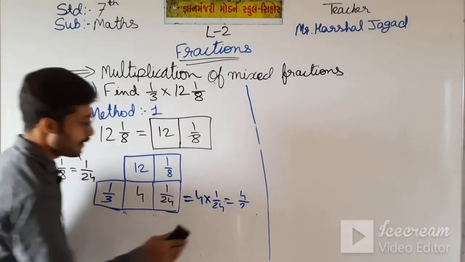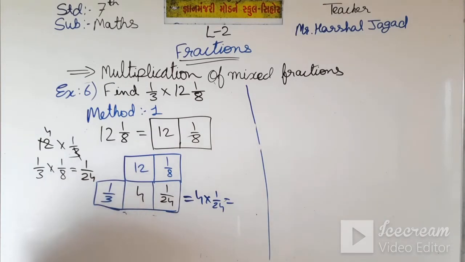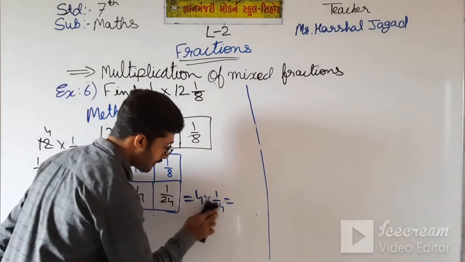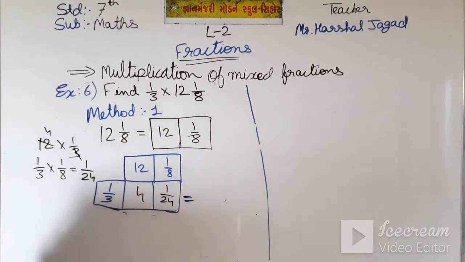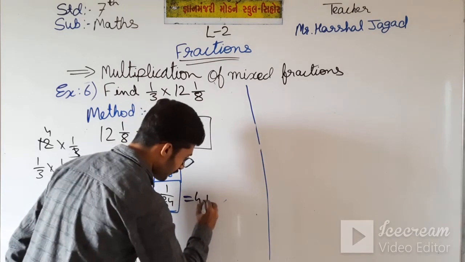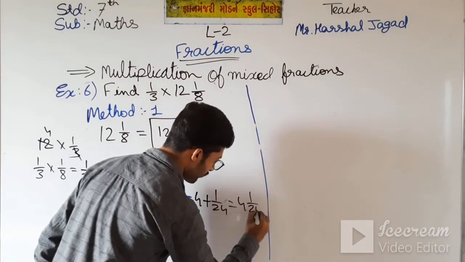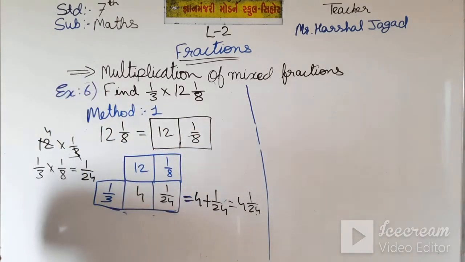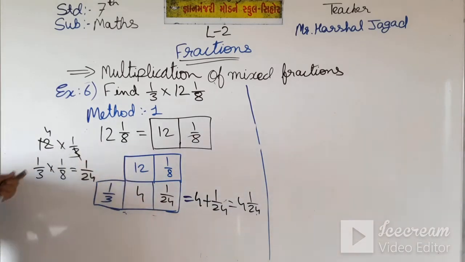We have to do plus here, not multiplication students. I have made a mistake over here. 4 plus 1 by 24 is equal to 4 1 by 24. Okay students, so this is the answer of the method number 1.